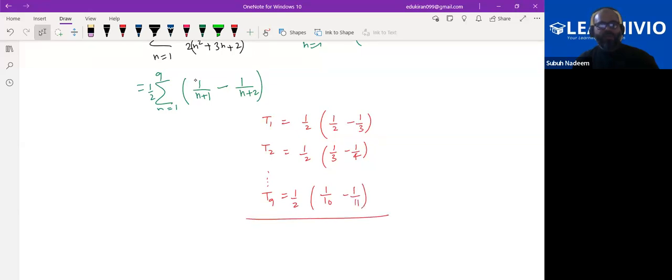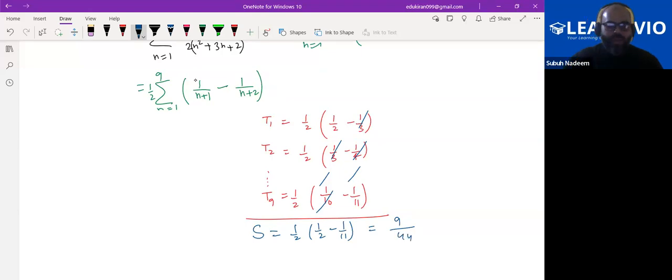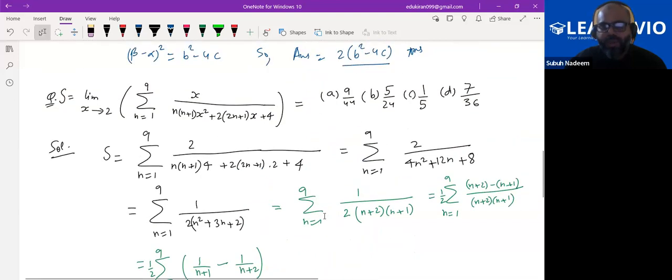Now you add them up. So after you add them up, this will cancel, and like this it will be the sum: 1 by 2 times (1 by 2 minus 1 by 11). This will be the sum. So 11 minus 2 will be 9 and this will be 44. So 9 by 44, that is which option? Option A.